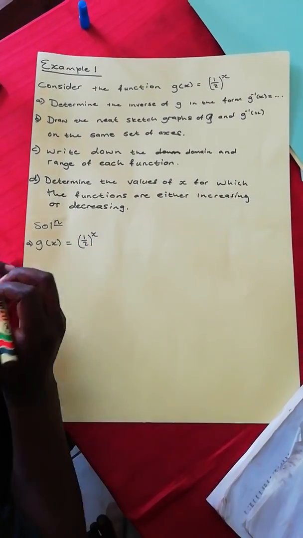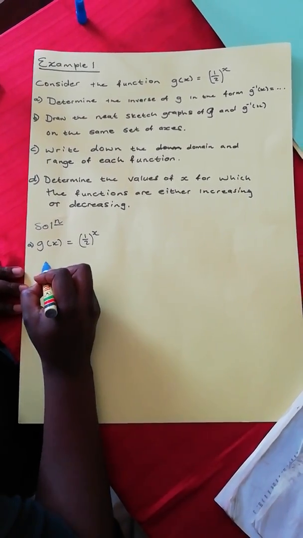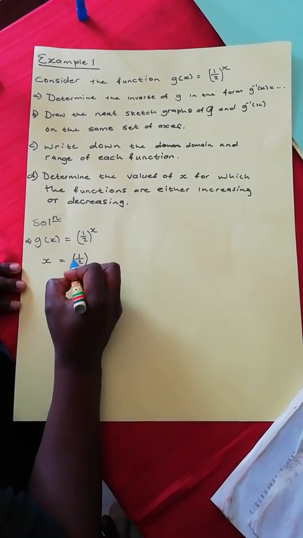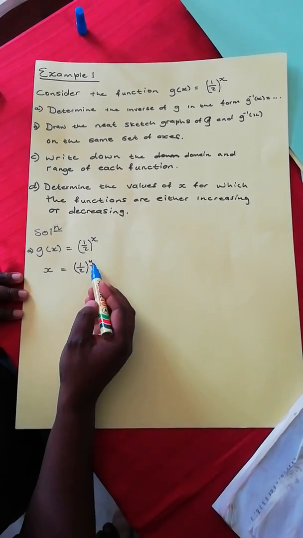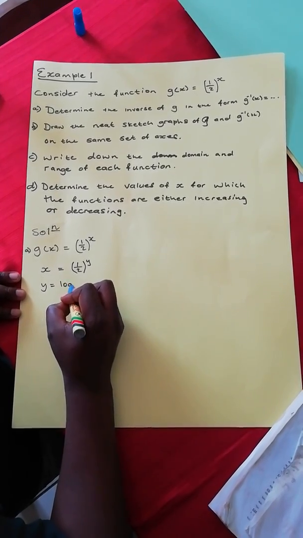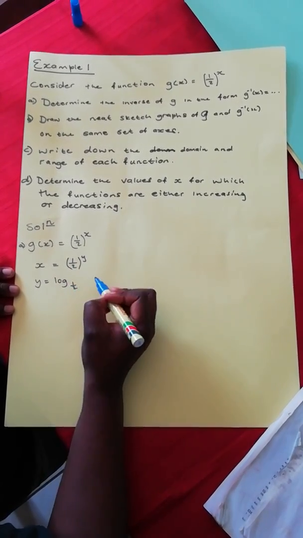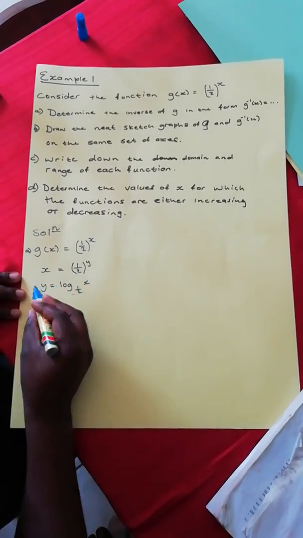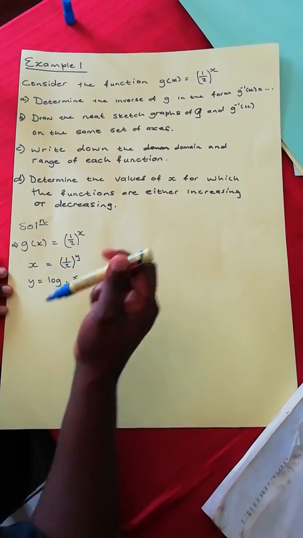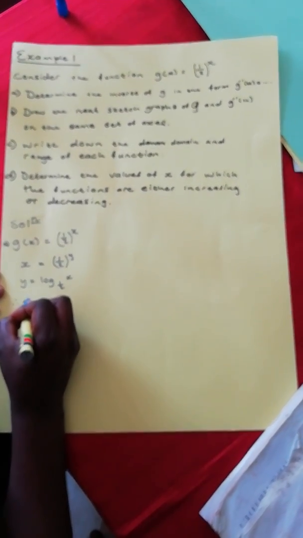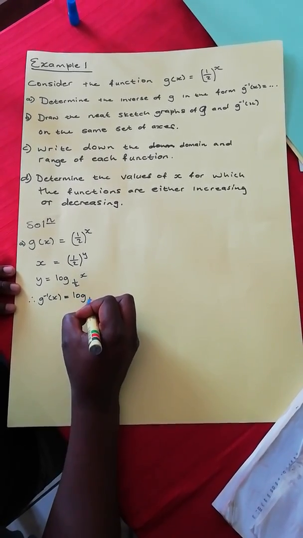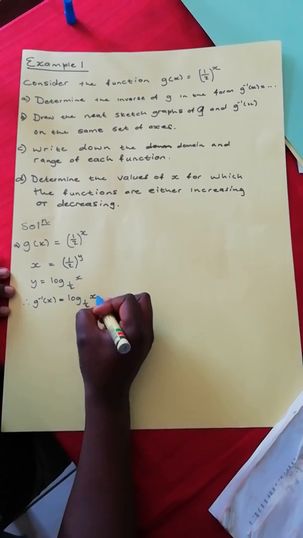To find the inverse we swap, so it will be x equal to 1 over 2 to the power of y, and solving for y, y equals log base 1 over 2 of x. So this is our inverse, but we were told to write it in the form g inverse of x. Therefore g inverse of x is equal to log base 1 over 2 of x.